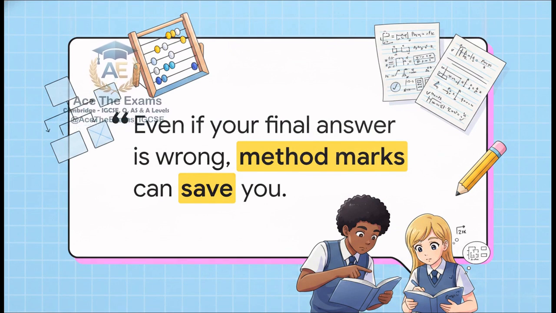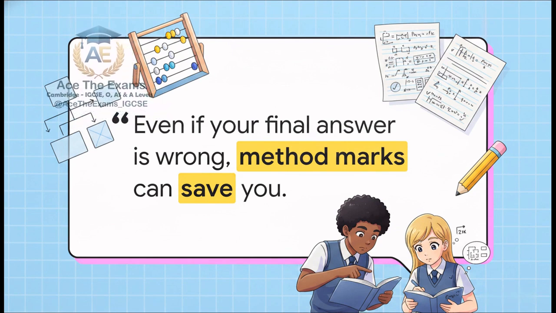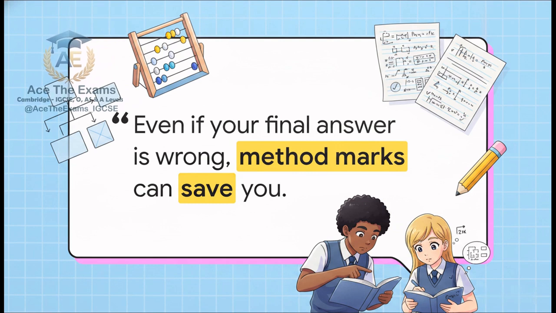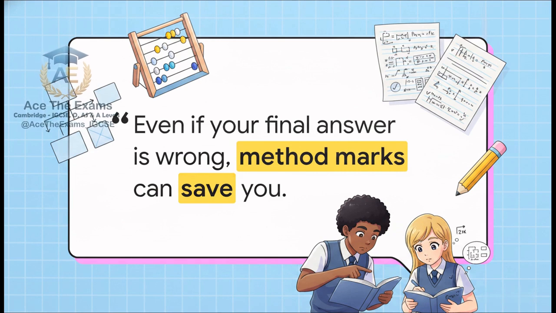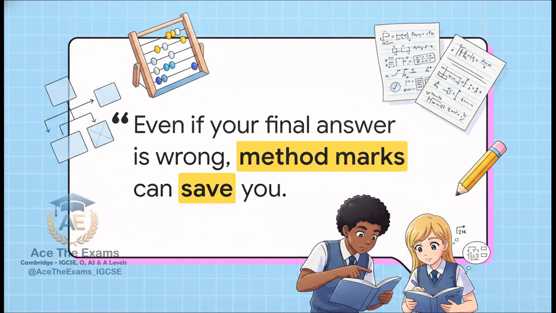Well, take a close look at this quote from the examiner alert. It highlights the method mark strategy and states it explicitly. Even if your final answer is wrong, method marks can save you. Students constantly throw away marks simply because they don't show their working. You absolutely must execute your analysis with clear working every single time, because Cambridge awards marks for the process itself, not just your final destination.